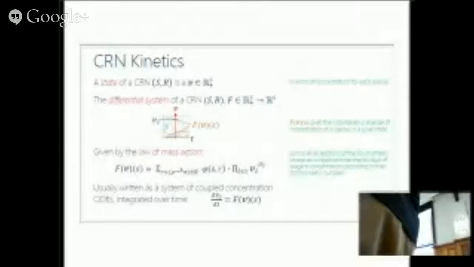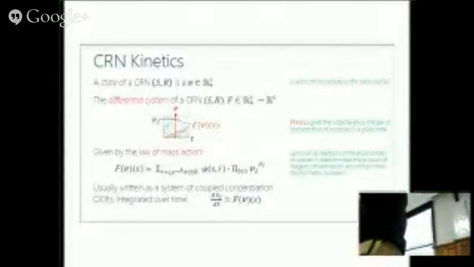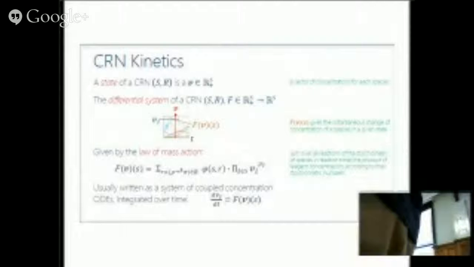Now, this is defined by the law of mass action. We are not going to try to explain that. All you need to know is that this determines the differential system for each state of the system and for each species. It tells you the derivative of the concentration of that species at that time in that state. So it gives the derivative of the concentration in a given state. And so that's what f of s is: the slope of that curve, where x is the trajectory of the species. That's the law of mass action.